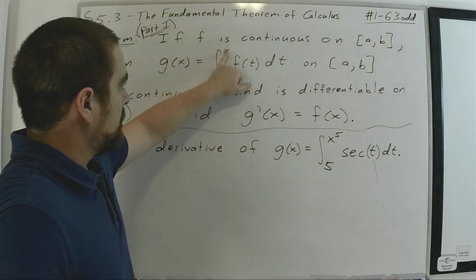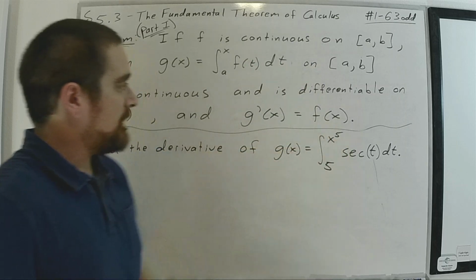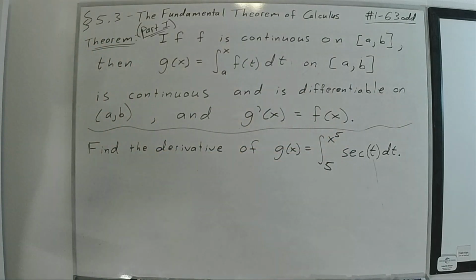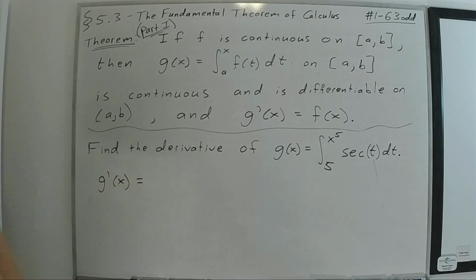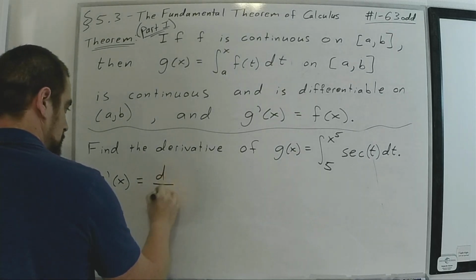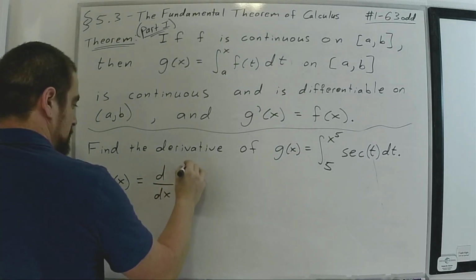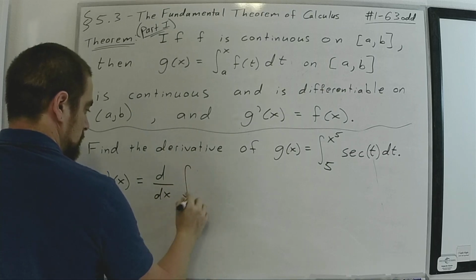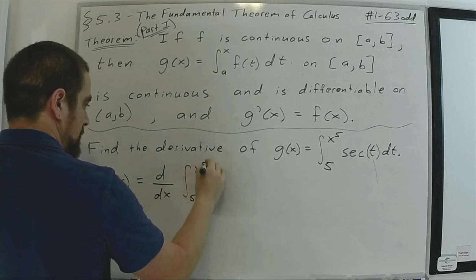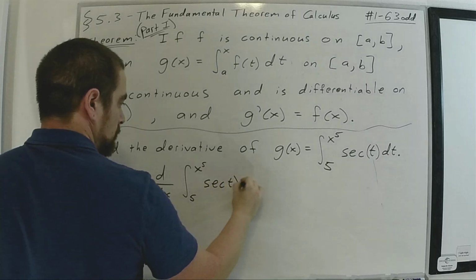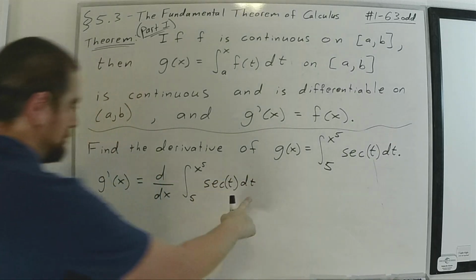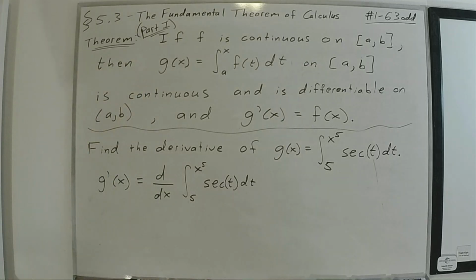This isn't just the variable x that gets replaced into my function. Now I have to respect some more stuff. I have to respect chain rule. So g prime differentiated with respect to x is going to be me differentiating this integral. I'm going to write out a little intermediate step here. Now, I have to differentiate this integral with respect to x.